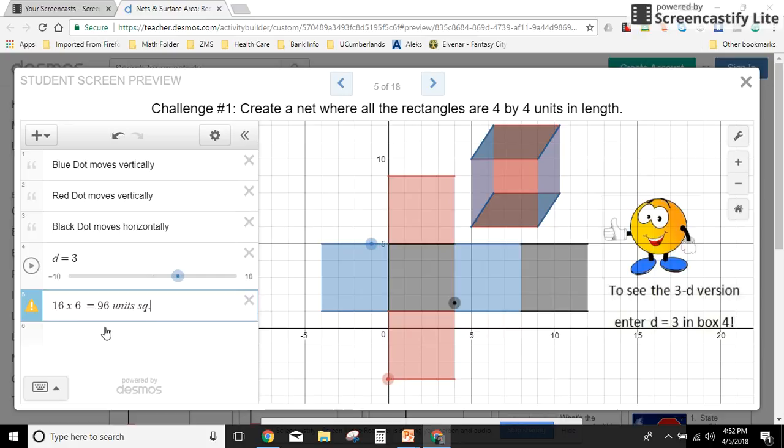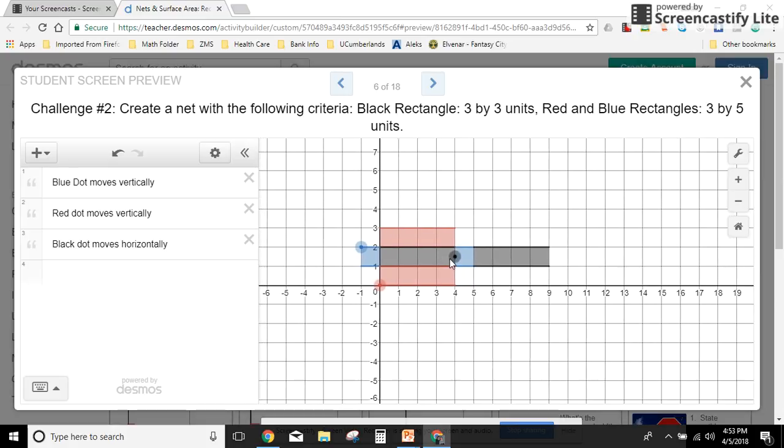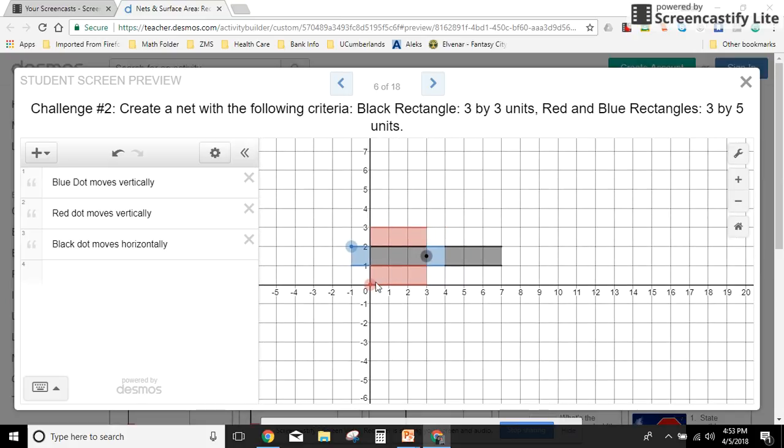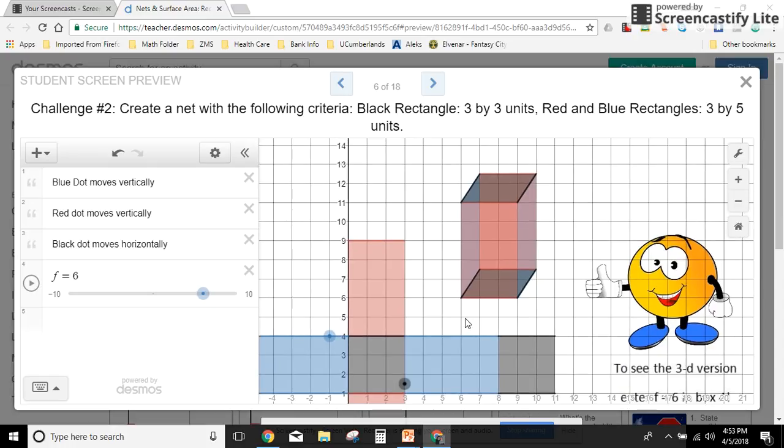So I know that was pretty quick, but we're going to go ahead and move on to slide number 6. I'm going to let you do this one on your own, and then we'll talk about it after you're finished. It wants you to make the black rectangles 3x3 units, and the red and blue rectangles 3x5. So I'm going to go ahead and do that. Red needs to be 3x5 as well, and I need my blue to be 3x5. And it wants me to put F equals 6. And I have a rectangular prism. So there's my 3D shape.